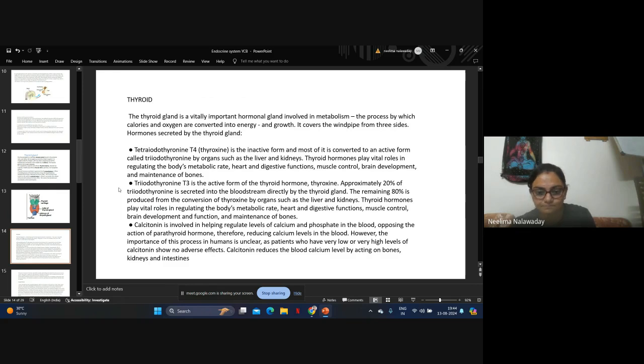So what it does, it reduces calcium levels in the blood. It makes our bones absorb calcium from the bloodstream. However, the importance of this process in humans is unclear, as patients who have very low or very high levels of calcitonin show no adverse effects. Calcitonin reduces the blood calcium level by acting on bones, kidneys, and intestines. So, calcitonin is related to lowering blood calcium levels.